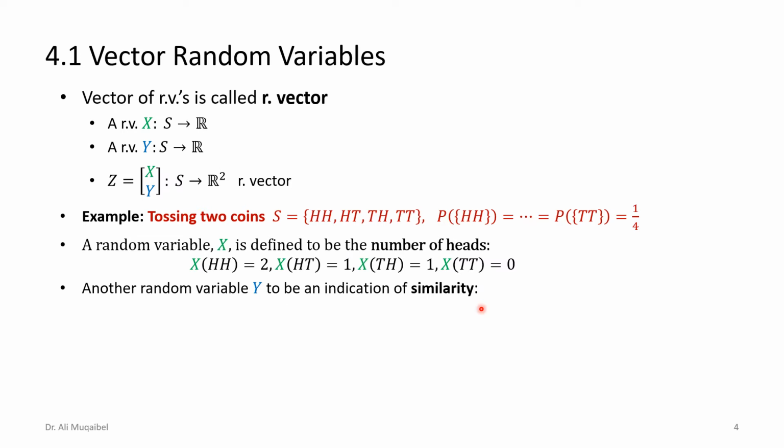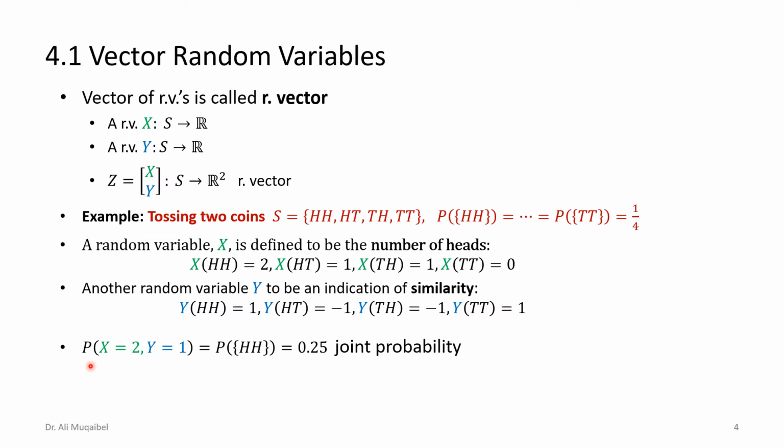We can also define another random variable y, which just indicates the similarity between the two outcomes. So if the two outcomes are similar, then we give it the number 1. If they are not the same, we give it -1. So we can say that y operating on those outcomes will give you 1 if we have head-head, or 1 if you have tail-tail. Otherwise, you get -1. -1 indicates that the two outcomes are not similar.